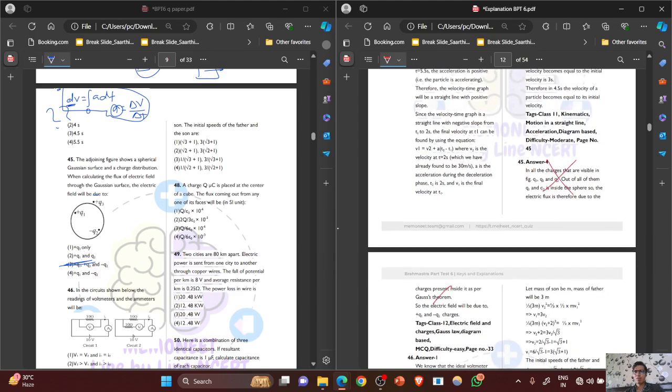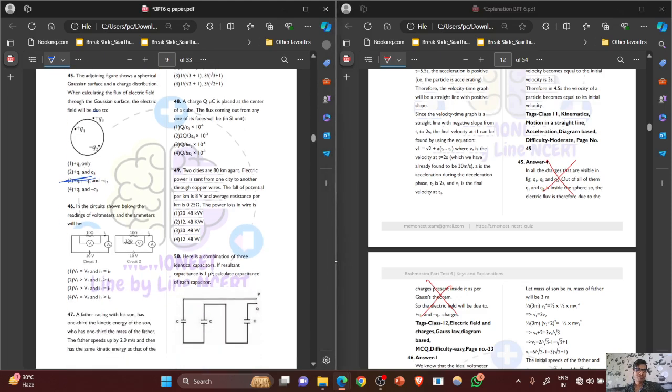It's again wrong. Electric field is due to all the charges. Electric flux is due to only the charges inside the Gaussian surface, but the field is generated due to all charges, whether inside the Gaussian surface or outside it. You need to consider all the charges here. It's again wrong.